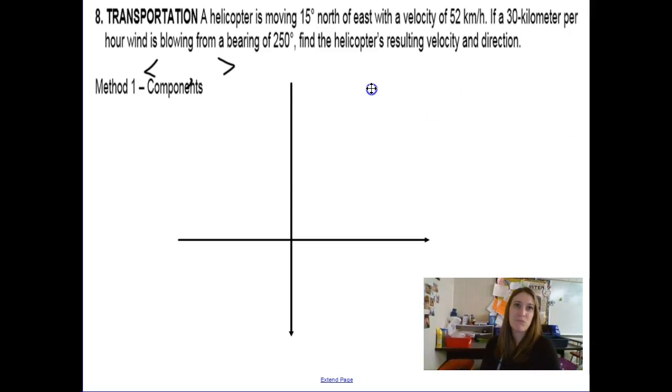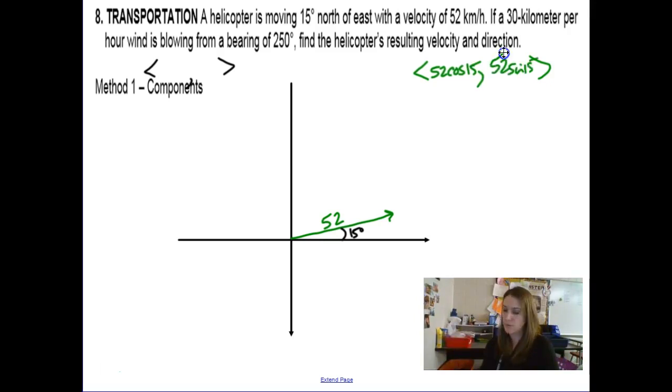A helicopter is moving 15 degrees northeast with a velocity of 52. All right, I should draw that. So here's our helicopter, moving like so, and 52 is its magnitude. I'll label at another time because my picture is going to get messy. This is 15 degrees. So I can find the components of the helicopter pretty quickly. I can do 52 times the cosine of 15, and then 52 times the sine of 15.